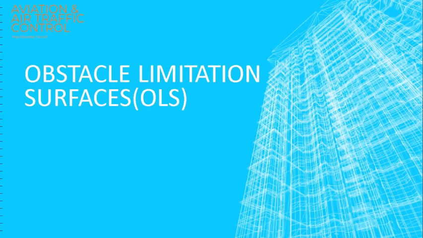Dear viewers, we are back with a very interesting lecture on obstacle limitation surface around the airport. As you may be aware, various controls are needed around the airport during navigation. And one of the main factors which we consider while selecting an airport site, as well as while deciding about the size of an airport, is the type of development which is taking place on the sites of an airport.